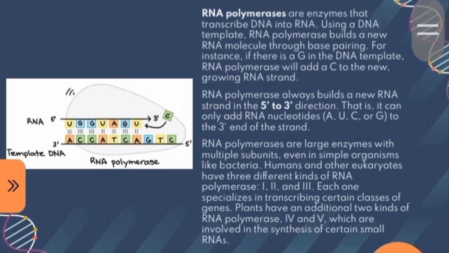RNA polymerases are large enzymes with multiple subunits. Even in simple organisms like bacteria, as in humans and other eukaryotes, there are 3 different kinds of RNA polymerases: 1, 2, and 3. Each one specializes in transcribing certain classes of genes. Plants have an additional 2 kinds of RNA polymerases, 5 and 4, which are involved in the synthesis of certain small RNAs.